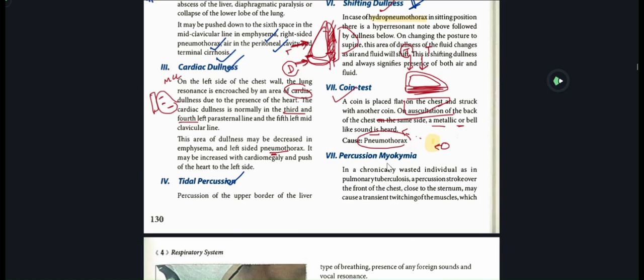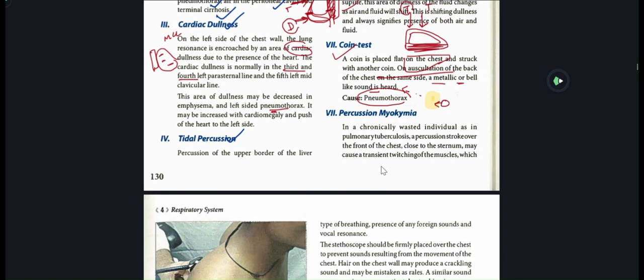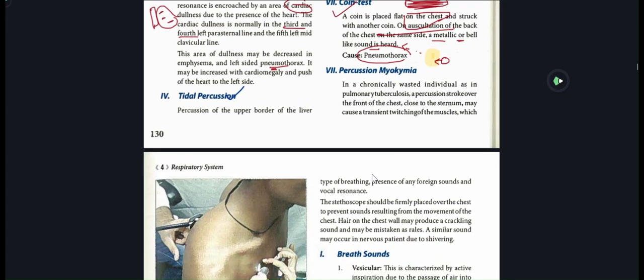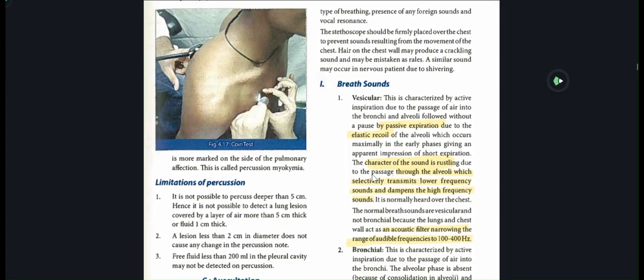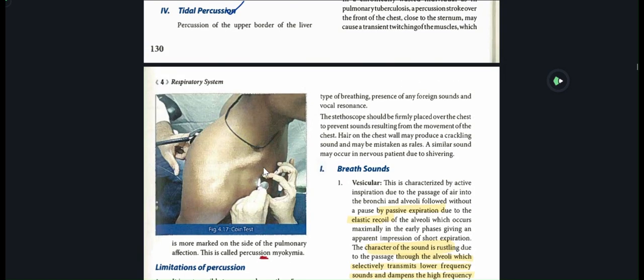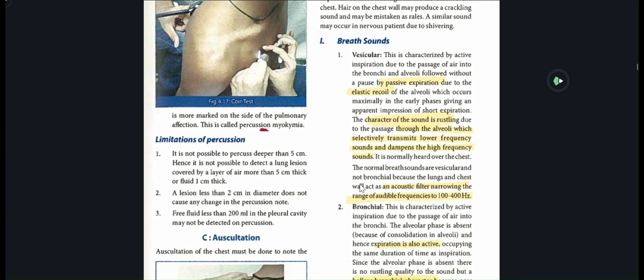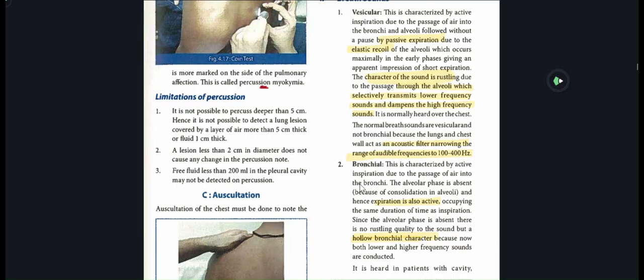And percussion myotonia, as I told you, is seen in chronically wasted individuals. For example, somebody with TB, a chronic smoker, is completely malnourished. So it's a sign of some muscle weakness. On percussion, there are fasciculations generated in the muscles, which will be felt and can be seen as a transient twitching of the muscles. So that is what you need to know. Okay, so we have come towards the end of percussion.